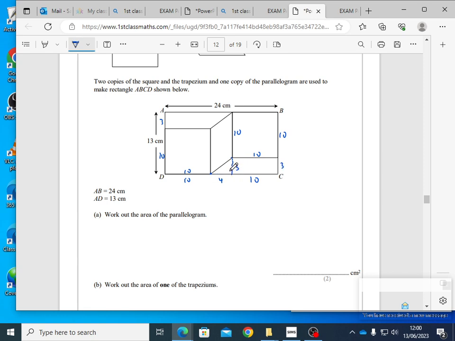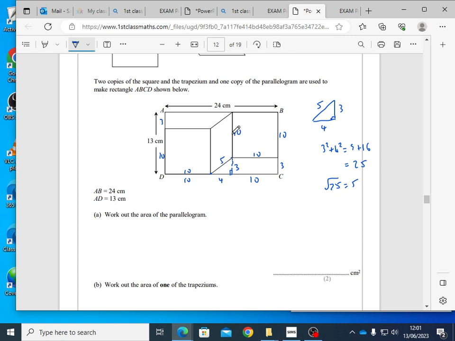Now this is your typical Pythagoras. If you've got a 3 and a 4, this must be 5. You can double check that: 3 squared plus 4 squared equals 9 plus 16, which is 25. And if we square root 25, we get the hypotenuse, which is 5.